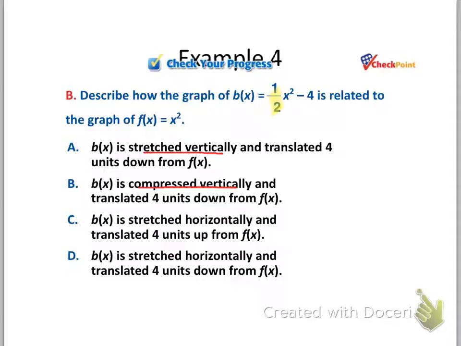Okay? So this one is compressed vertically, fatter, so it cannot be A, it cannot be C, and it cannot be D. Let's double check. It's going down 4. Yep, a -4 is down 4. So B is the correct answer.